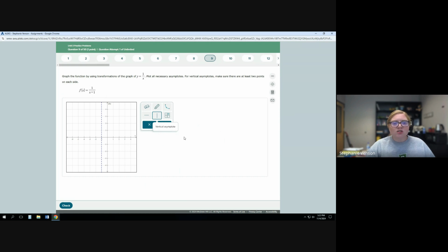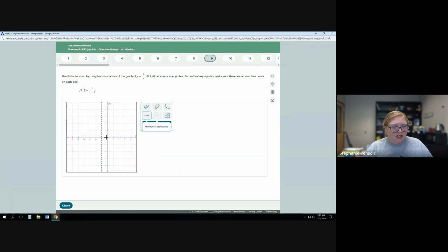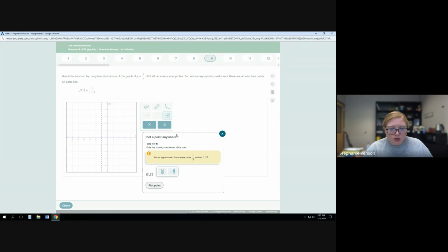So if our horizontal asymptote is at y equals 0, we're just going to click the horizontal asymptote tool here, and we're going to tell it to plot the horizontal asymptote at 0, 0, because that's a point on that line. Then again, we click draw asymptote and click the X, and there's that asymptote. And so now we're ready to plot our 2 points on either side of the vertical asymptote, which is exactly what we did before. So I'm going to click the plot a point tool.